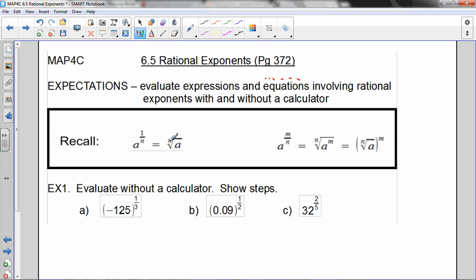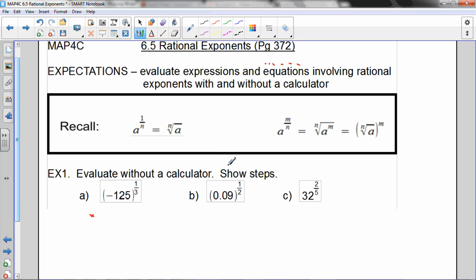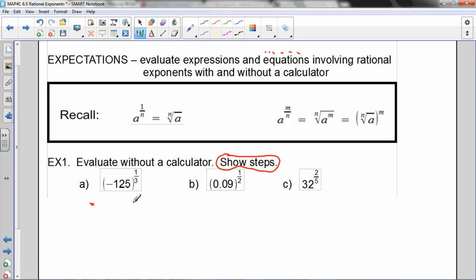Fractional exponent means roots, right? When it's a 1 on the top, there's no exponent out here. But when it's m over n in the fractional exponent, remember the bottom means root, the top means exponent. The top is the exponent, the bottom is the root, and that allows us to evaluate these fractional exponents pretty quickly. And I'm doing this without a calculator and showing steps. This is a big thing because otherwise I'm thinking you're just putting the numbers into your calculator. So it's important for you to show that you know what the fractional exponent means.